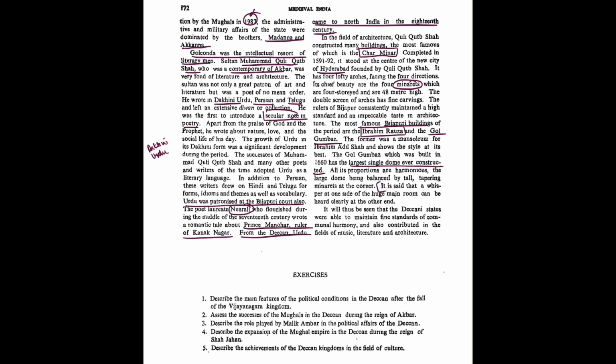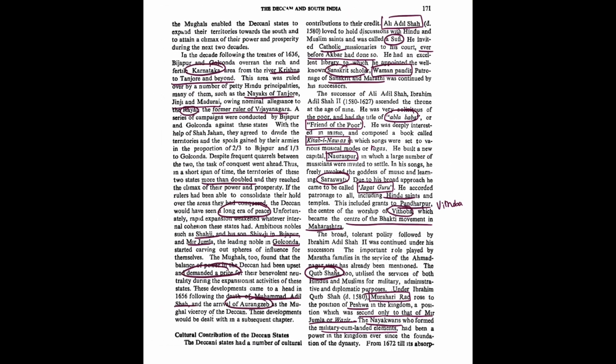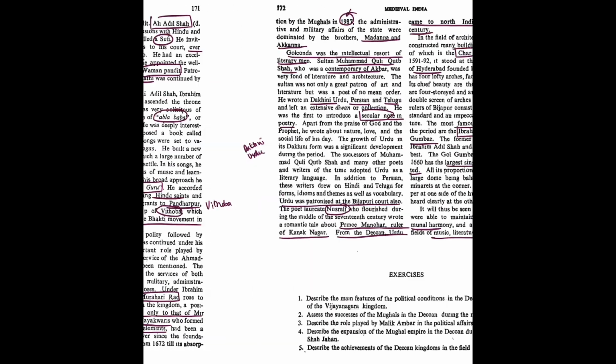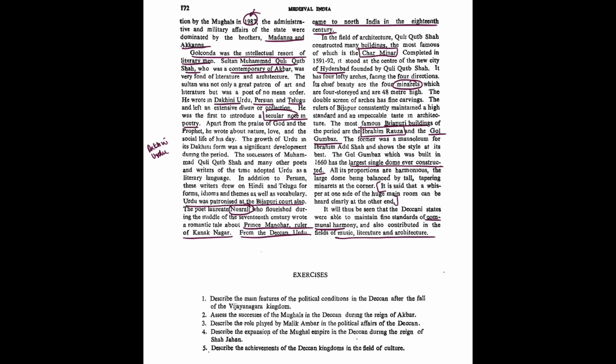This is what we have read in our standard social science textbooks in standard 7th and 8th. It will thus be seen that the Deccan states were able to maintain fine standards of communal harmony and also contributed in the fields of music, literature, and architecture. So, with this, we have come to an end of this chapter and we have finished chapter 14 of this very book, The Deccan and South India.